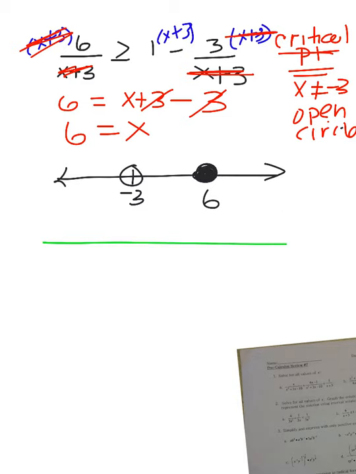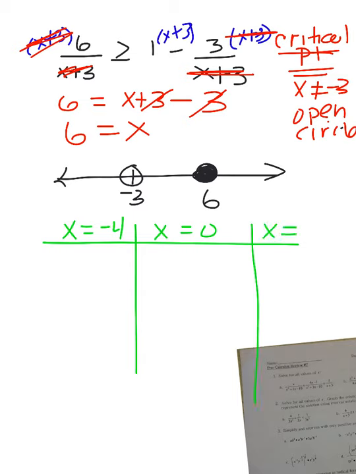Now we're going to pick test points. I'm going to pick negative 4. I'm going to pick 0. And I'm going to pick 7. I'm going to start off with negative 4 and plug it into the original.